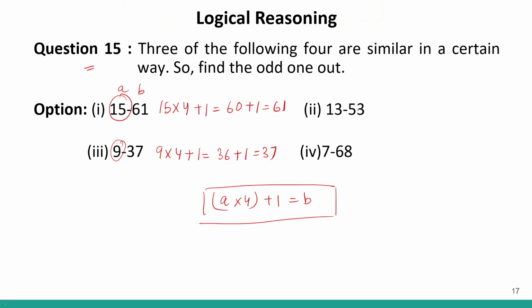Now let us check for this one. So this will be 13 into 4 plus 1. So 13 into 4 is 52 plus 1 is 53. So this is correct for this also. Now let us check over here. So over here it will be 7 into 4 plus 1. So 7 into 4 is 28 plus 1 will give me 29. But here the number is 68. Therefore option number 4 is different. Option number 4 is not following the same logic. Therefore the correct answer will be option number 4. Clear?